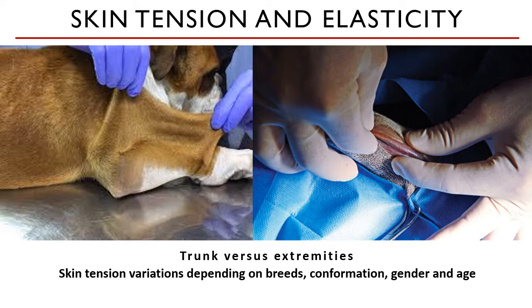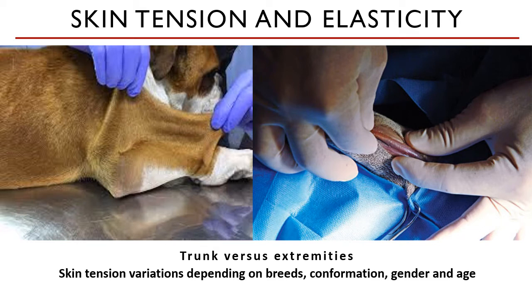In age-driven variations, which do you think has a higher skin elasticity? A puppy or a senior dog? I'll give you time to think. So, which one has more elastic skin? A puppy would have higher skin elasticity because it has a higher water content in its body than a senior dog. But a senior dog can appear elastic because its skin is sagging.